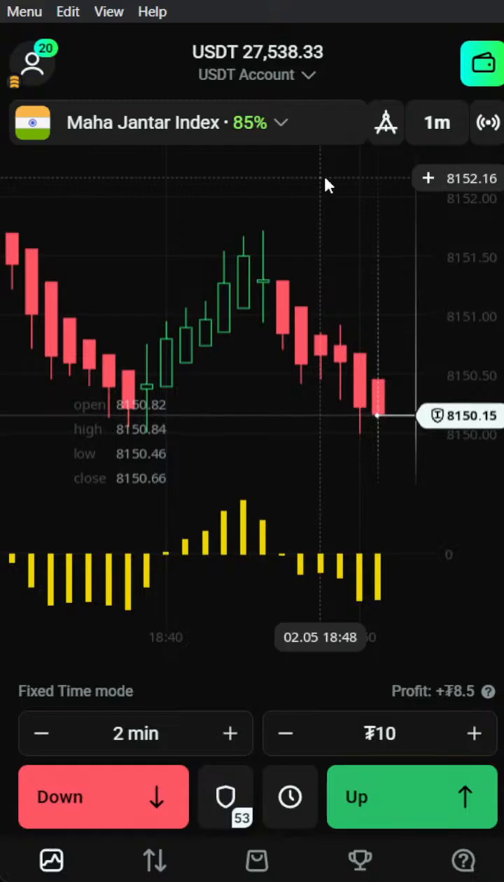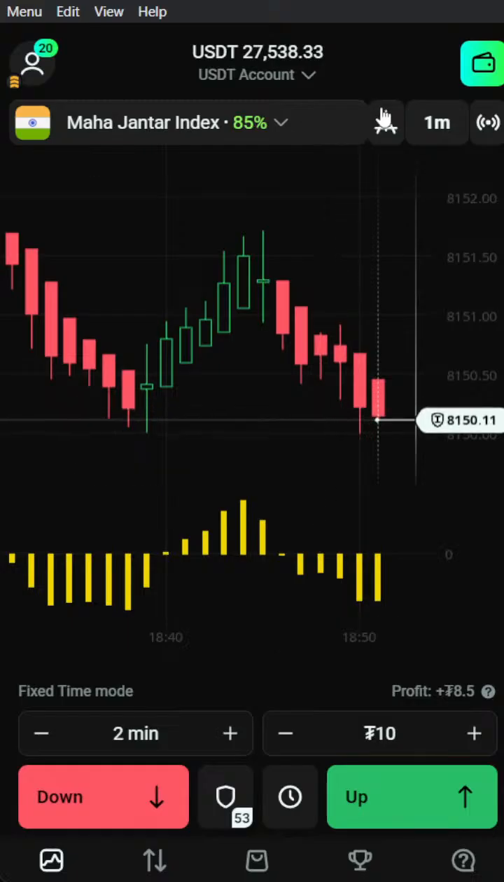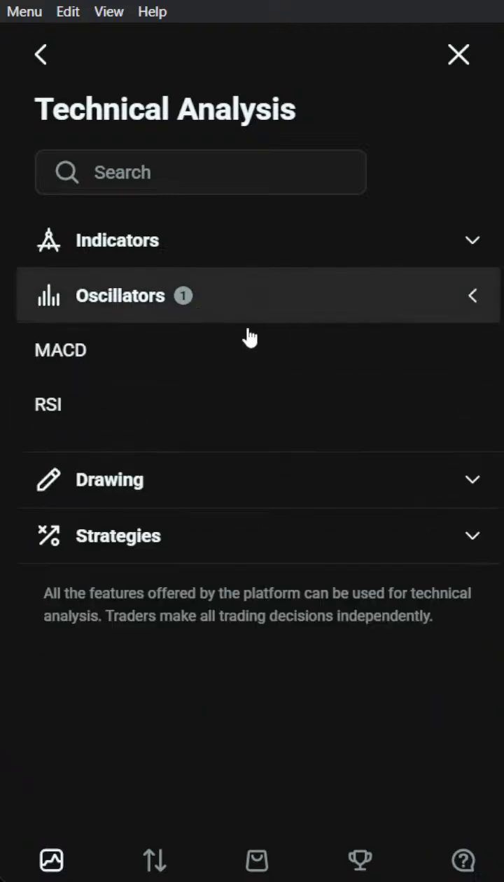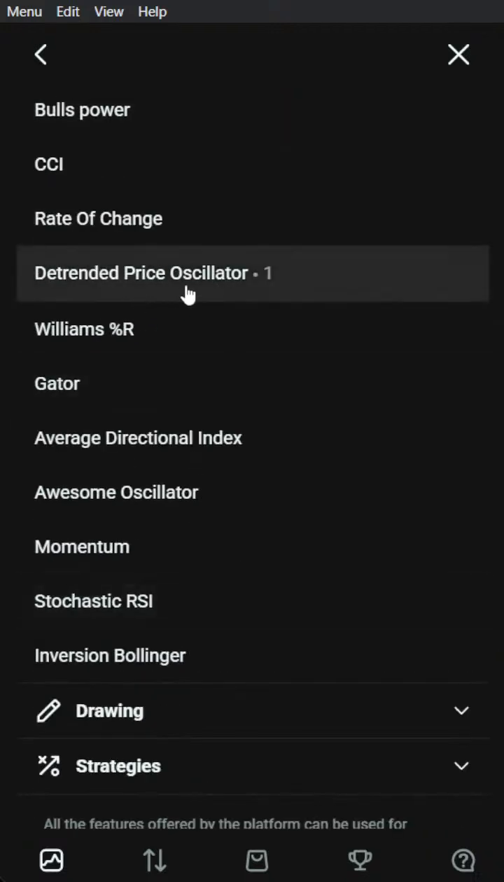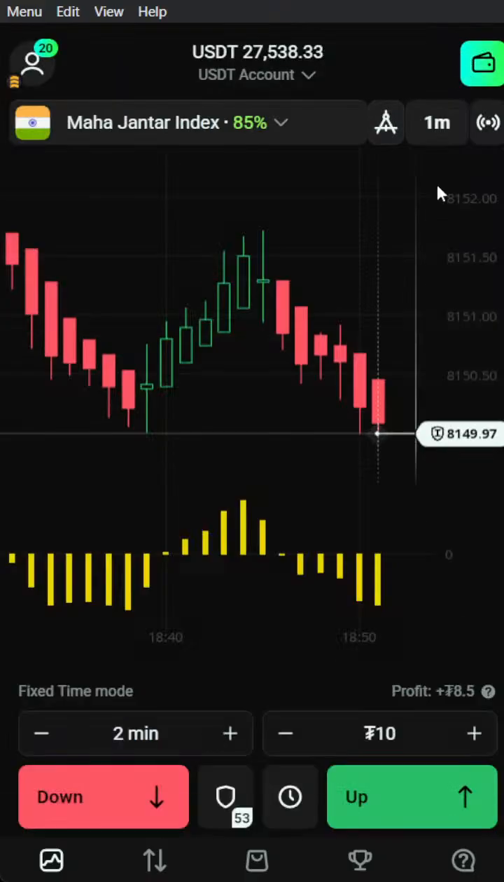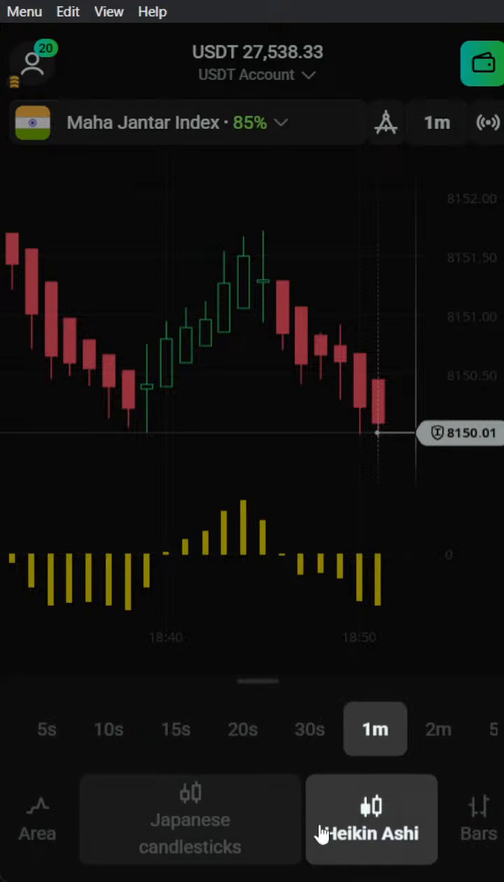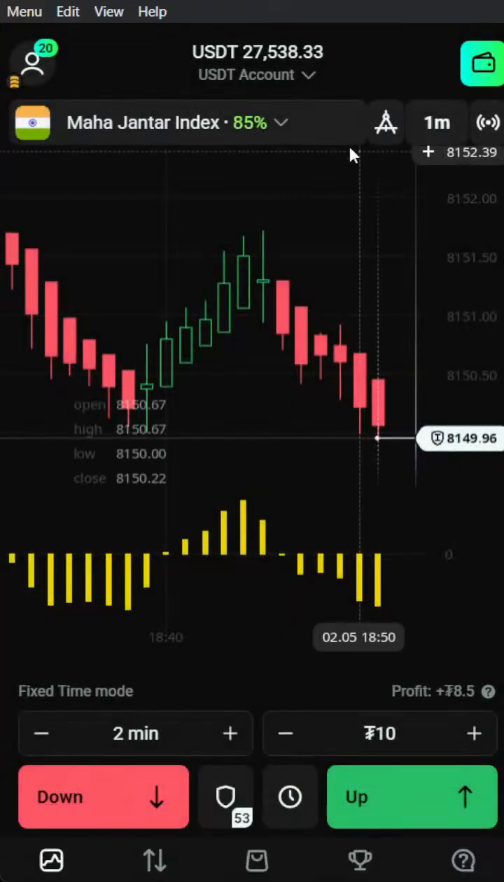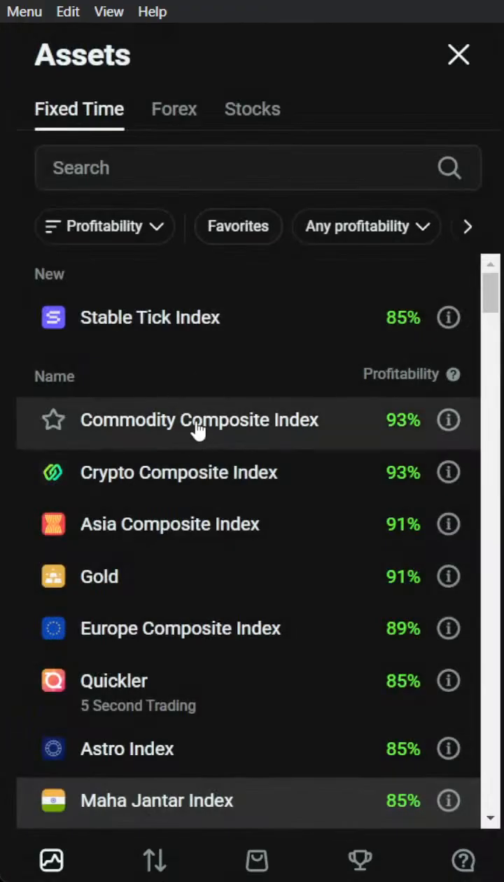For people who are new, I also showed that you can just go to your technical analysis, go to oscillator, scroll down and enable DPO. The value will be 21. Change it from 21 to 10, and from Japanese candlestick or area chart, whatever you're using, you make it Heikin Ashi and you have your own strategy ready.